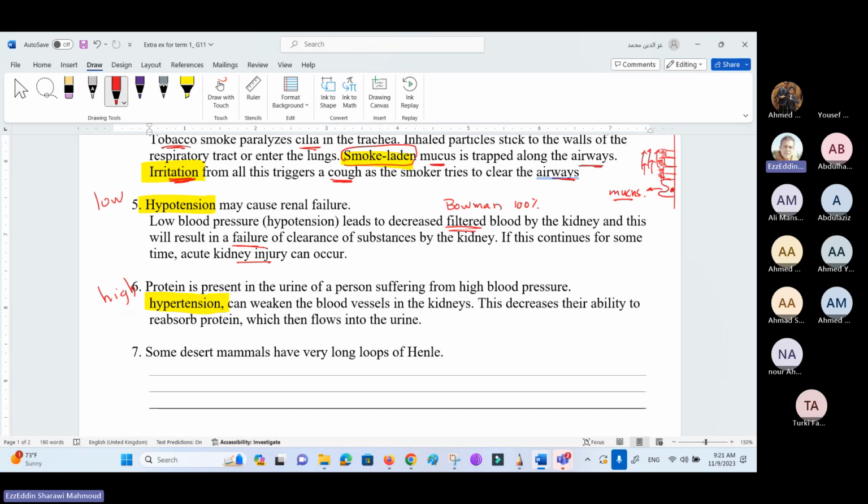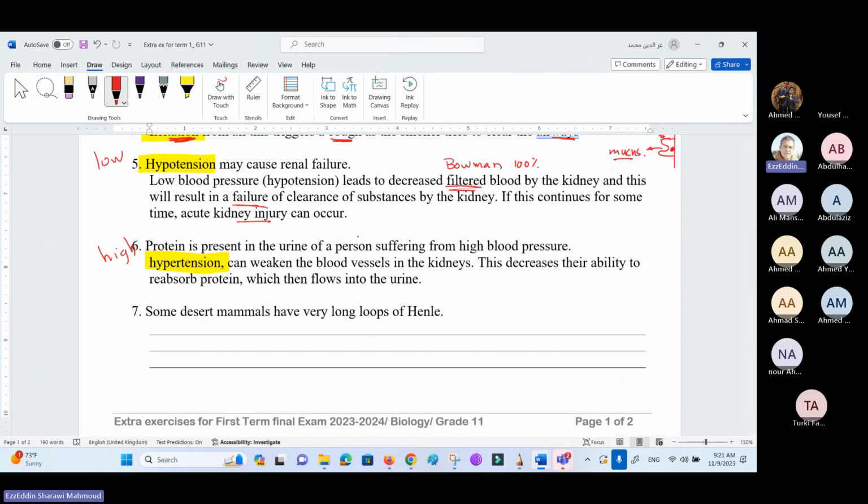Okay. Another opposite process is called hypertension. You should remember that we have two values for the blood pressure. The first one is called systole and the other one is called diastole. Systole is the value of blood pressure when the two ventricles contract. Diastole is the value of blood pressure when the two ventricles relax. This is the highest value. This is the lowest value.